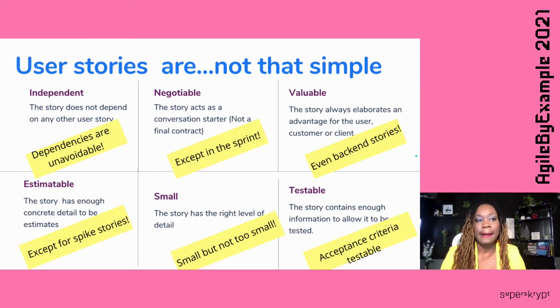All right. The other one is that it's negotiable. So, except when it's in the sprint, because oftentimes we start the sprint and we end the sprint and we make sure that the sprint is actually finalized, right? And we don't want to add any stories in the sprint. So it's negotiable, but the negotiation needs to happen before the sprint starts, right? Valuable.